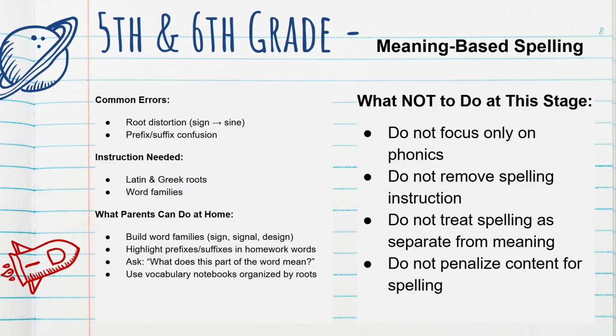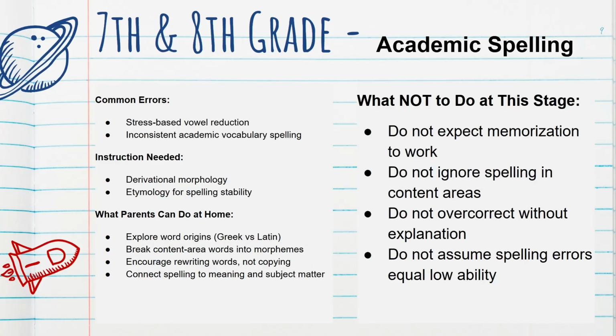All right, here are the upper grades, seventh and eighth grade. This is what we know as academic spelling. They're getting ready for high school, right? Some common errors are you're going to see stress-based vowel reduction and you're going to see inconsistent academic vocabulary spelling. So, what do they need? They need morphology. They need etymology and they need structured literacy teachers that understand how to teach this. This is going to be your language arts teachers.